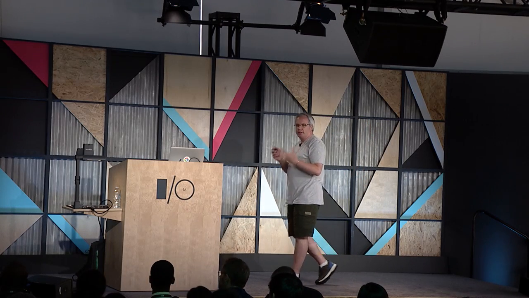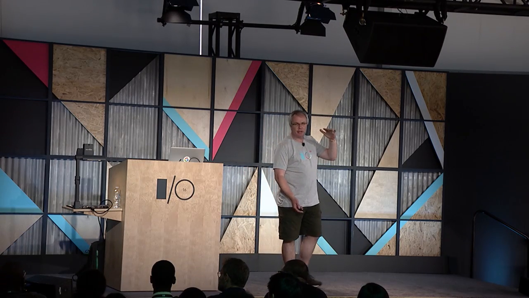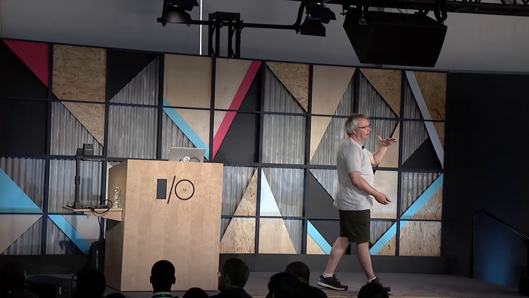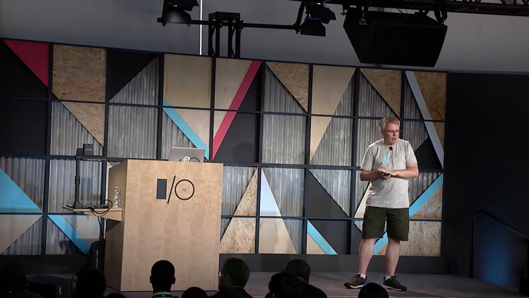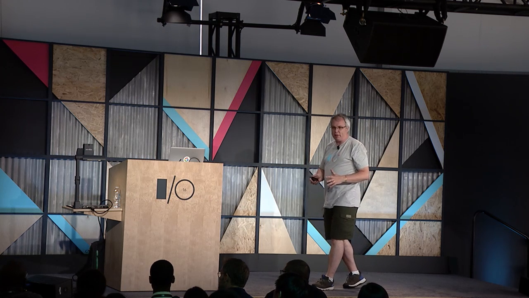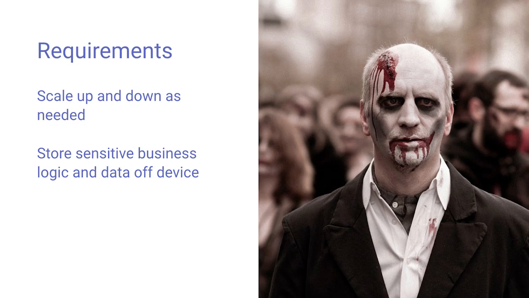So we want to build this app so that right now, thankfully, there are no zombies, but should they turn up tonight, we're going to scale up and handle the capacity of reports of these zombies, getting details back about them so we can navigate around them, and then when the zombies are gone, we scale back down. And then, as I mentioned earlier, our other requirements: storing sensitive business logic and data such as API keys off the device.